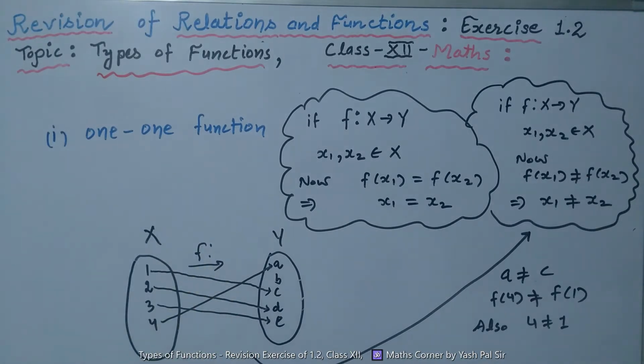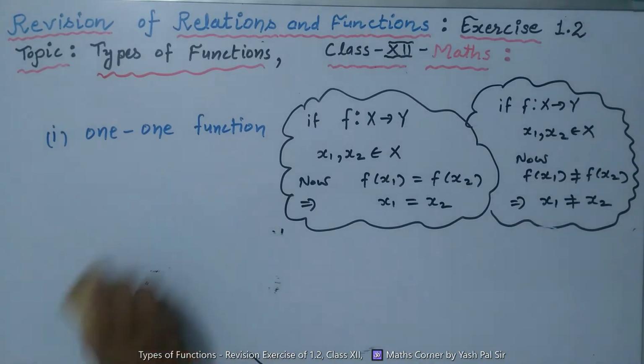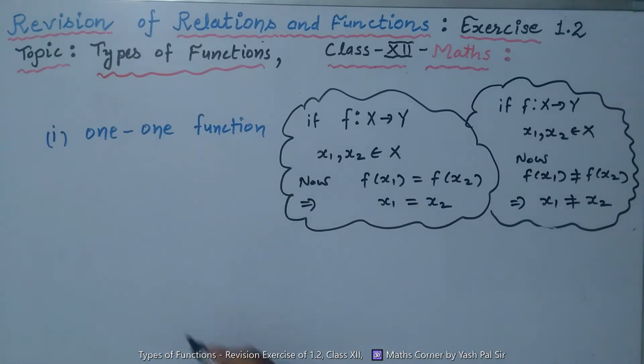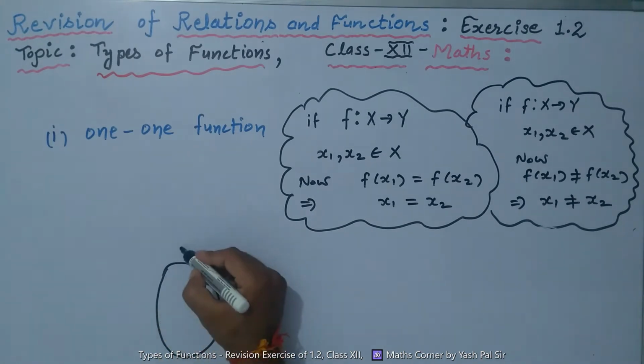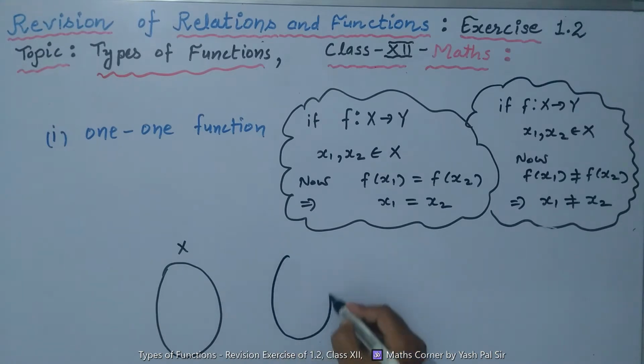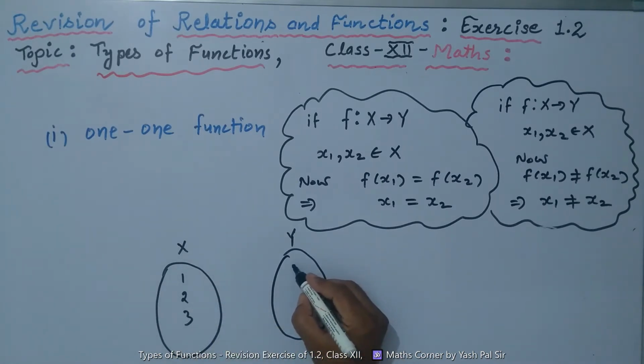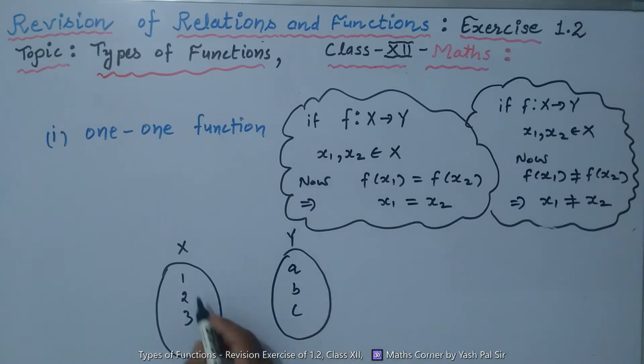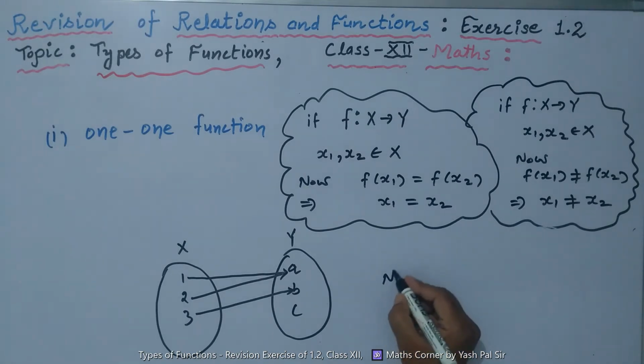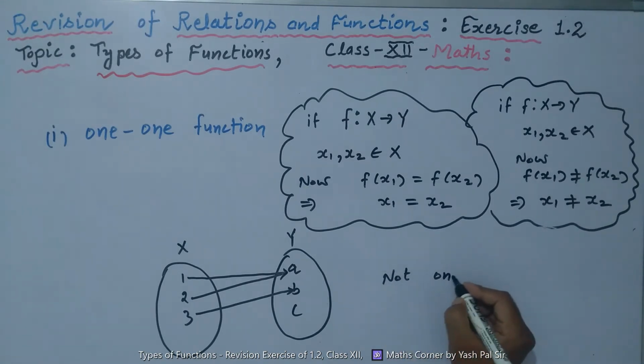Now we take one example to prove that a function is not one-one. Suppose this is the arrow diagram. This is set x and this is set y. We take elements in set x as 1, 2, 3, and here a, b, c. So the image of 1 is a, the image of 2 is also a, the image of 3 is b. So this function is not one-one.